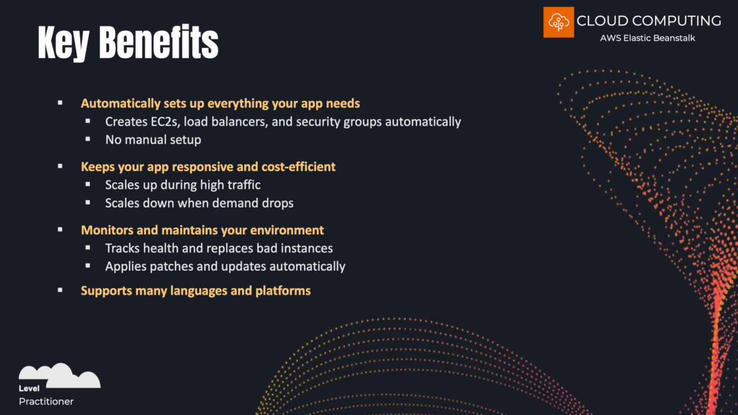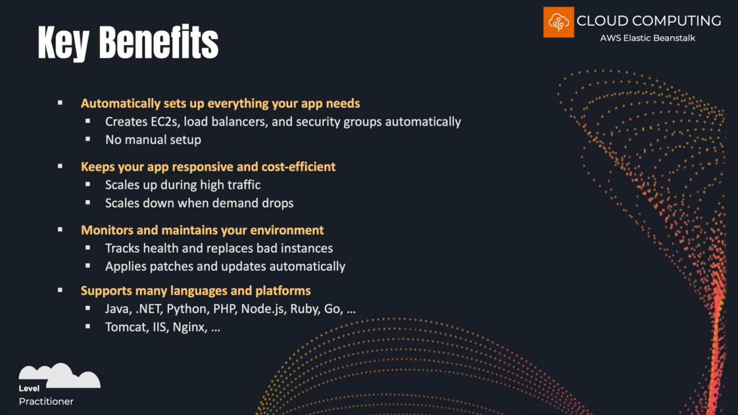And last but not least, it supports a wide range of languages and platforms. So whether your code is written in Java, .NET, Python, PHP, Node.js, Ruby, or Golang, Beanstalk can deploy it. You can also choose from common web platforms like Apache Tomcat, Microsoft IIS, or Nginx, and even use Docker if your application is containerized. So no matter what stack you build on, Beanstalk provides a straightforward path to get it running on AWS. So the key takeaway here is Elastic Beanstalk gives you the simplicity of just uploading your code and watching it come to life, while AWS takes care of the complicated stuff like infrastructure, scaling, monitoring, and patching.